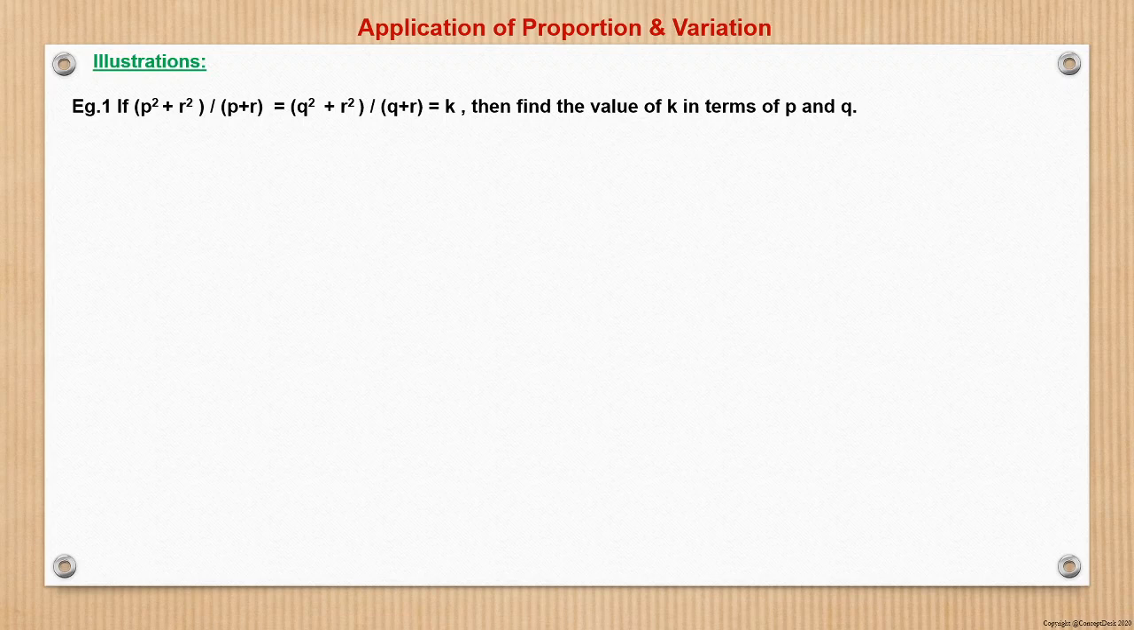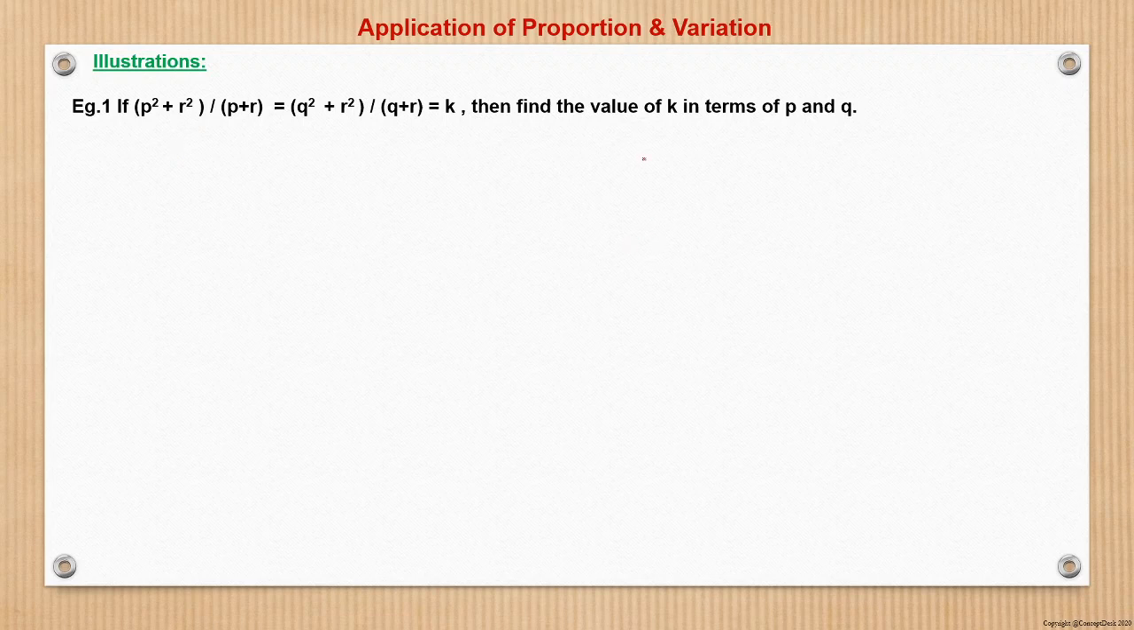Question 1 says: if (p square plus r square) upon (p plus r) is equal to (q square plus r square) upon (q plus r) is equal to k, then find the value of k in terms of p and q. So this is a pretty good question, and herein we make use of the proportions.